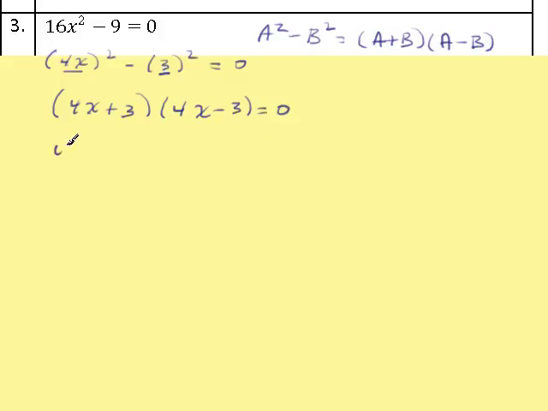Now set each factor equal to 0 and solve. Here subtract 3 from both sides. And finally divide by 4.